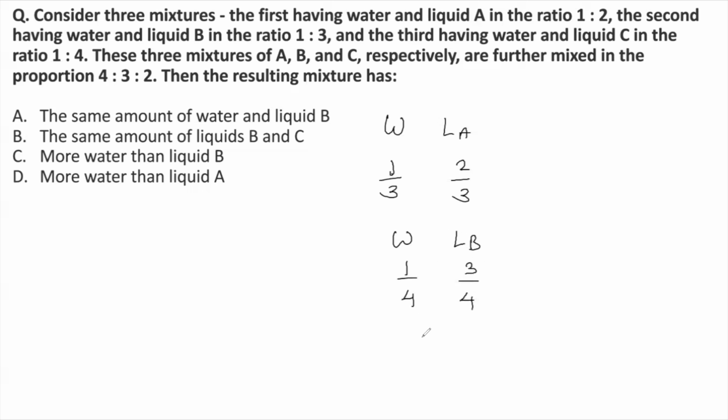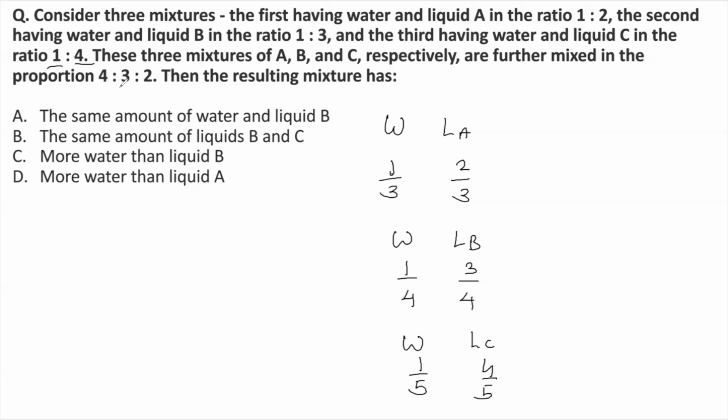And the third having water and liquid C in the ratio 1 is to 4. So one part water, 4 parts liquid C. That means one fifth of this liquid is water and 4/5 of this is liquid C. These three mixtures of A, B and C respectively are further mixed in the proportion 4 is to 3 is to 2. Then the resultant mixture has.